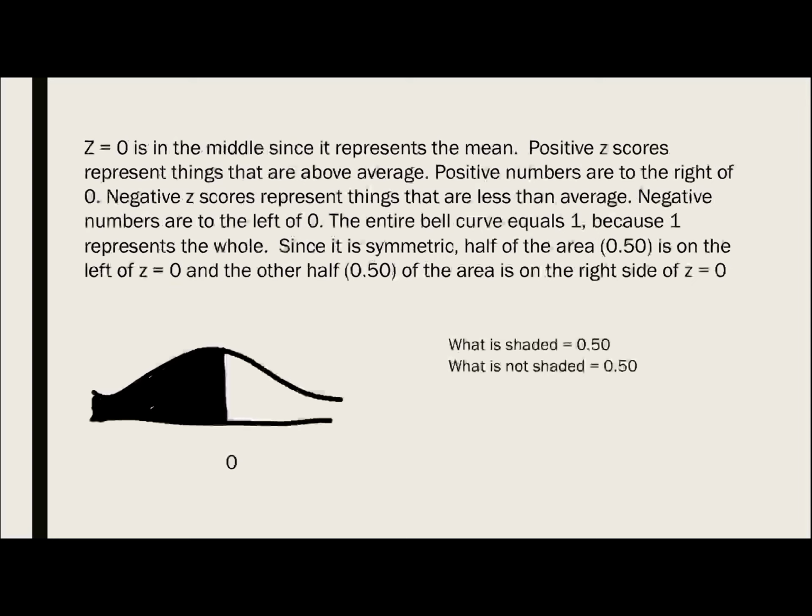Since it is symmetric, half of the area, 0.50, is on the left of z equals 0. And the other half, also 0.50 of the area, is to the right of z equals 0. So what is shaded is half. What is not shaded is also half, to make up one whole. 0 is in the middle.